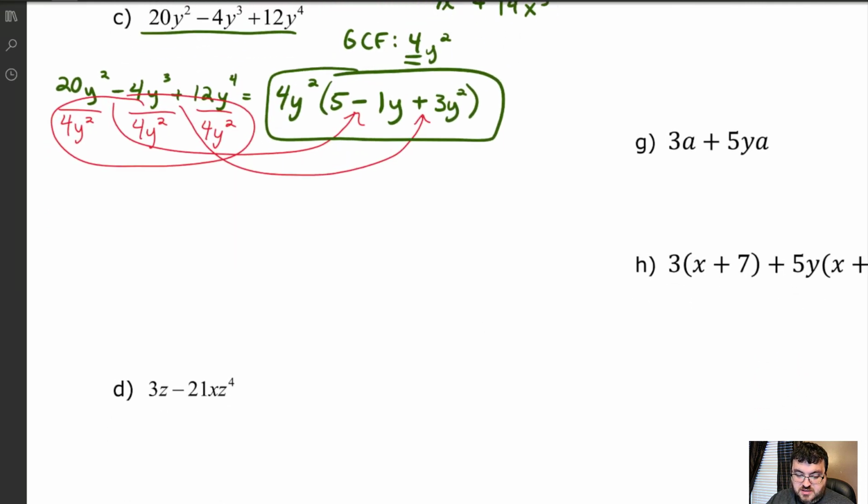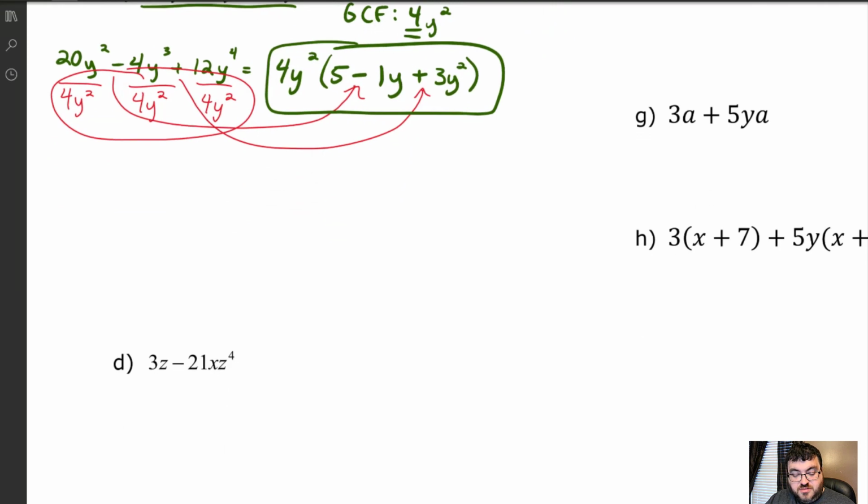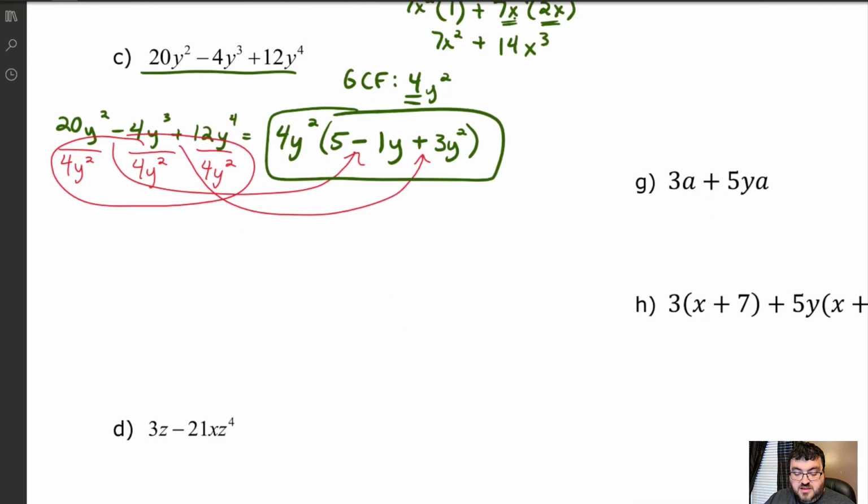Look down at the D problem right there, and don't forget you can check these by multiplying, and that'll help you see the connection between factoring and multiplying.